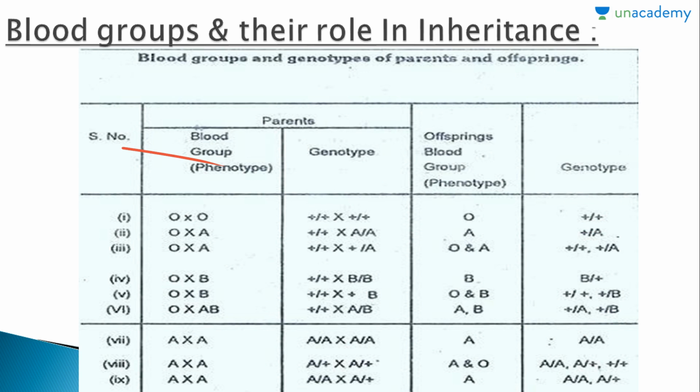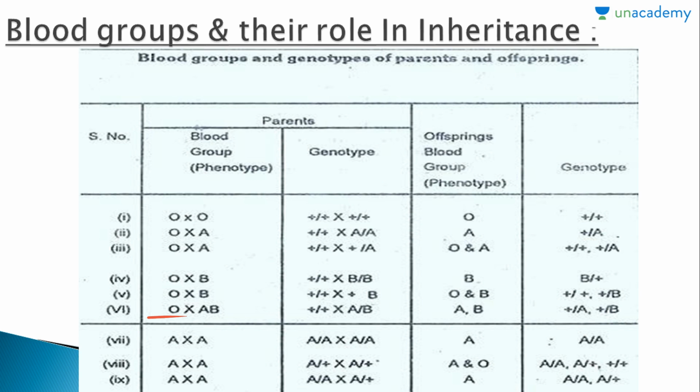When the parents have O and A phenotypic blood, the genotype can be ++ and AA or ++ and +A. So the offspring blood group can be A or O and A. The genotypes can be +A in the case of A, and ++ or +A in the case of O and A. In the case of O and B phenotype of the parents, the genotype can be ++ and BB, and ++ or +B. Similarly the phenotype of the offspring can be B and O and B, and the genotype can be B positive in the case of B, and positive O positive in the case of O, and in case of B it can be B positive only.